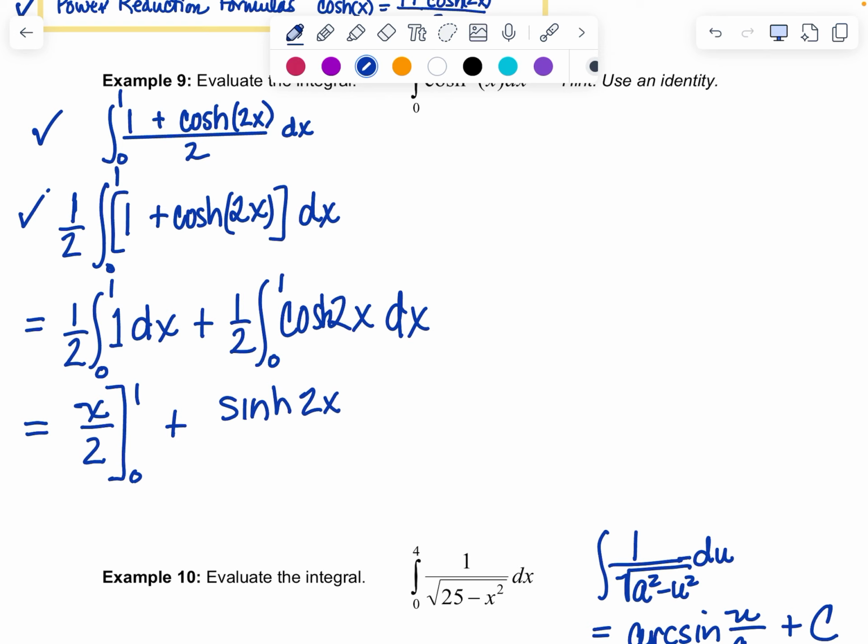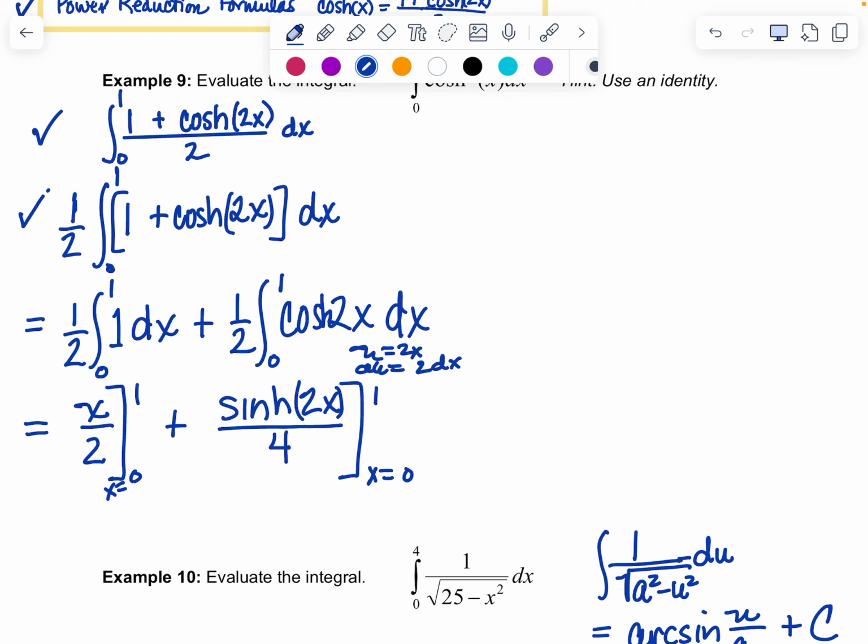Okay, so the hyperbolic sinh of 2x then, over 4, because you're going to have that simple little use of u where you have du is equal to 2 dx and so on. You're going to divide by 2. And then we're going to evaluate that from 0 to 1.